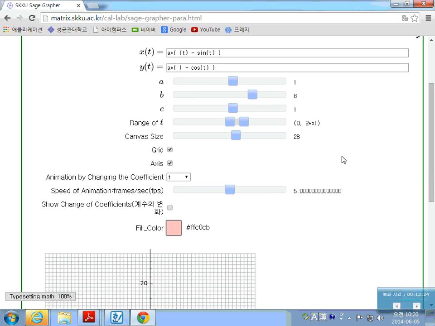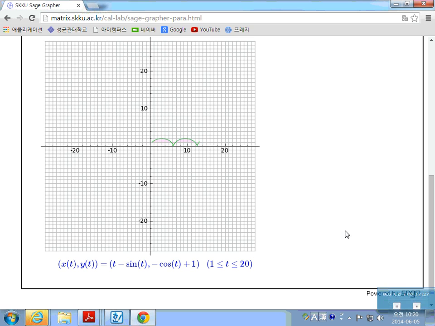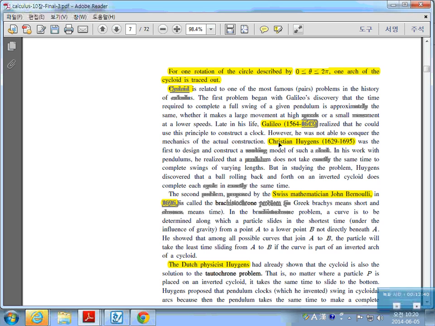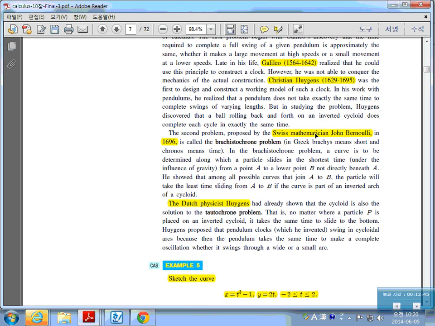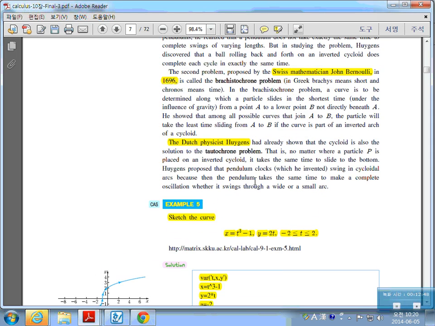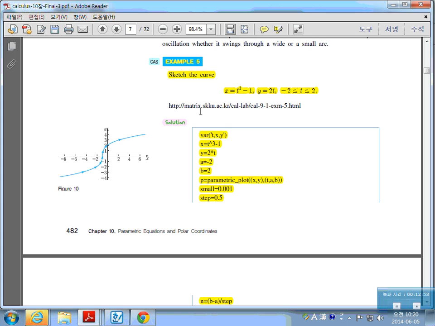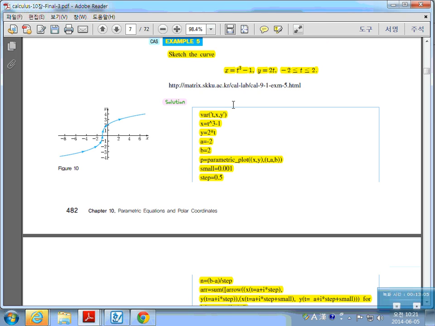It's periodic. Okay, yeah, you will see exactly a period. Anyway, this cycloid has been a very interesting and important subject to study. Long ago, Galileo, Huygens and Bernoulli all studied this subject. So the parametric graph has very interesting properties to study. Okay, example 5.